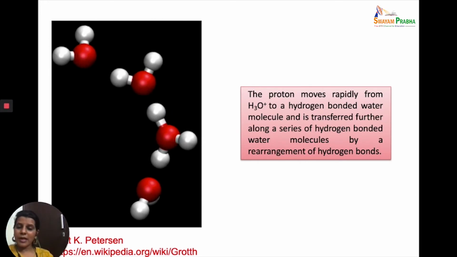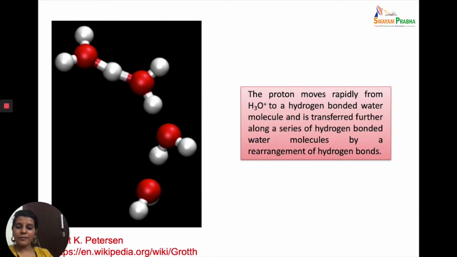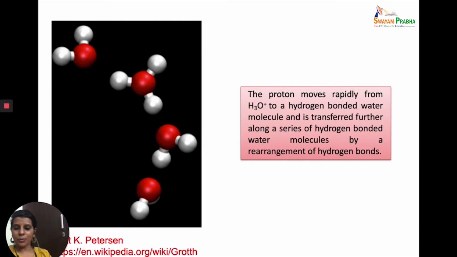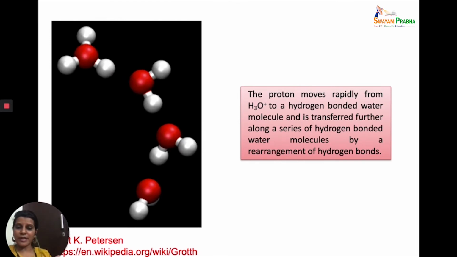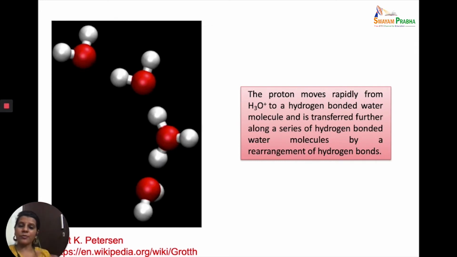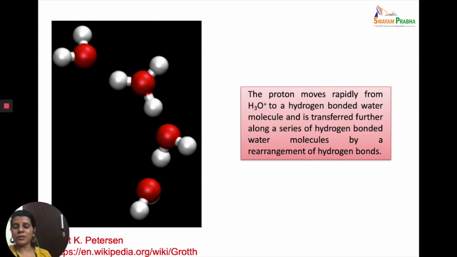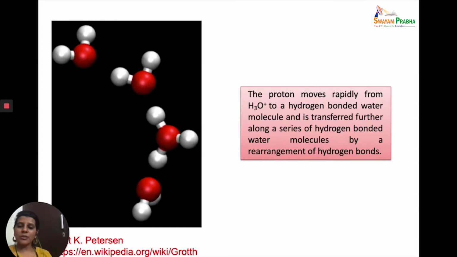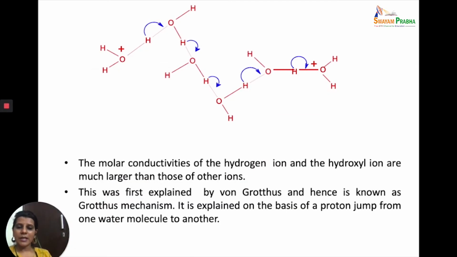So other ions are actually physically moving through the solution, whereas in the case of H plus and OH minus ions, it is the proton which is moving from one water molecule to another water molecule, which makes their movement through the solution very, very fast, leading to very high values of molar conductivities of the ions H plus and OH minus. Now, this is a diagram which you can draw in your notebooks to better understand it.